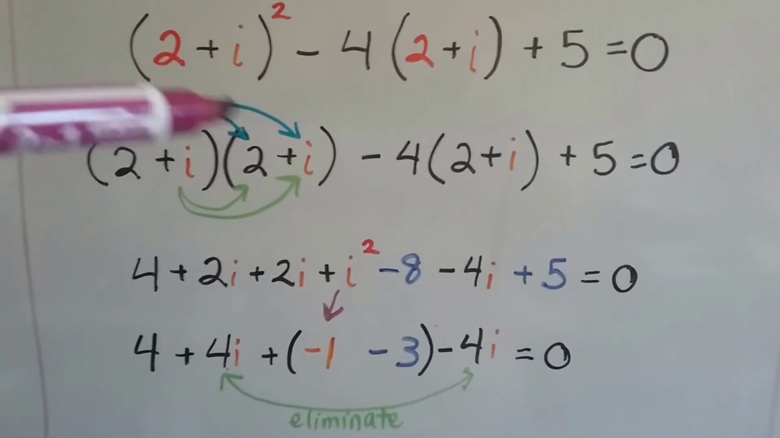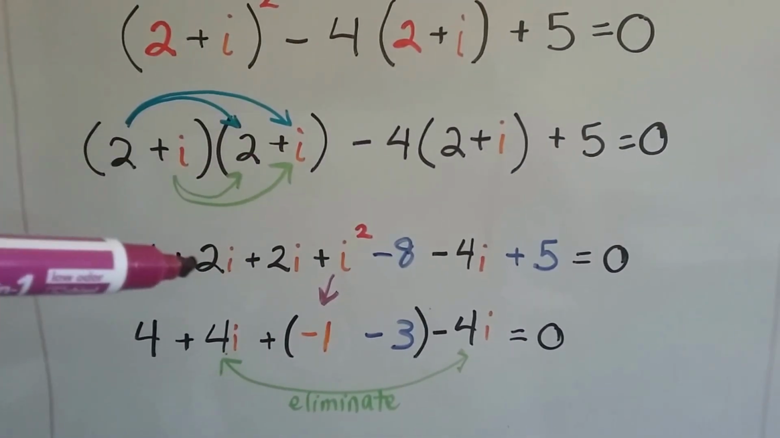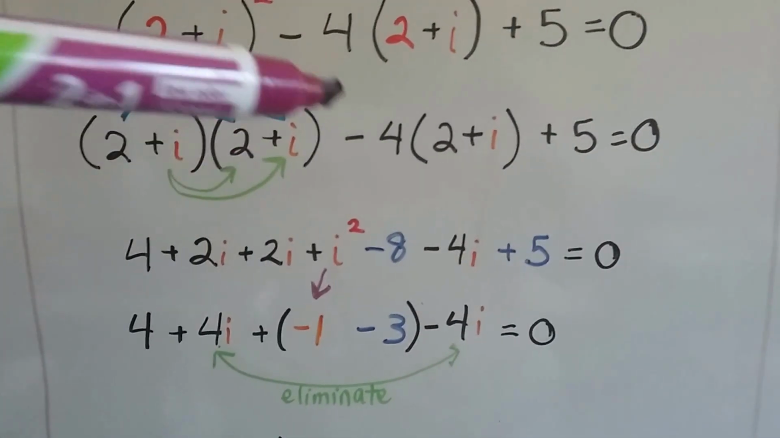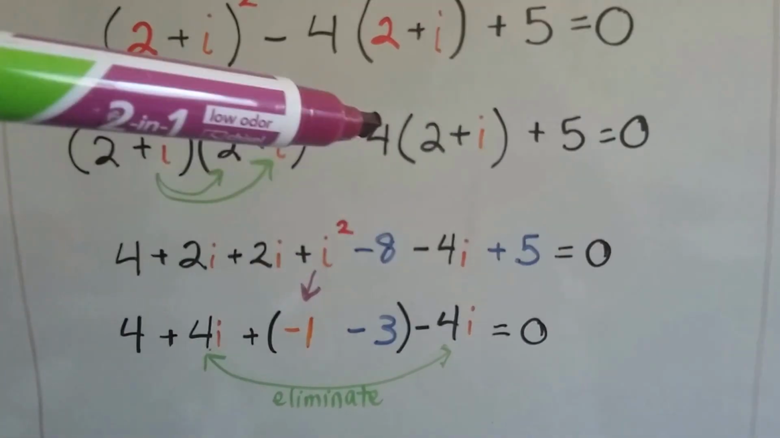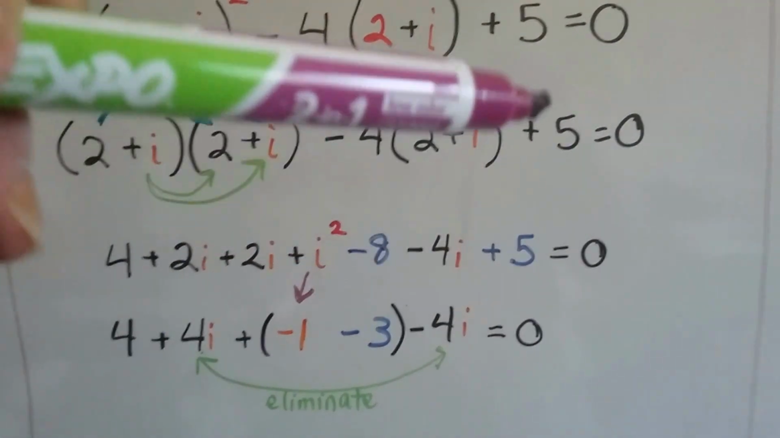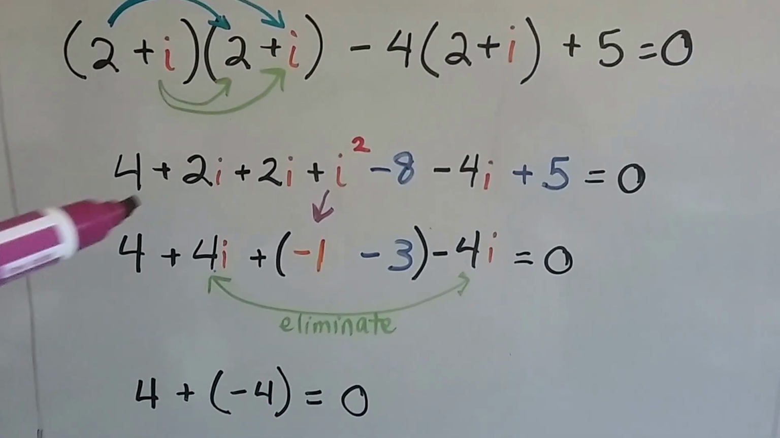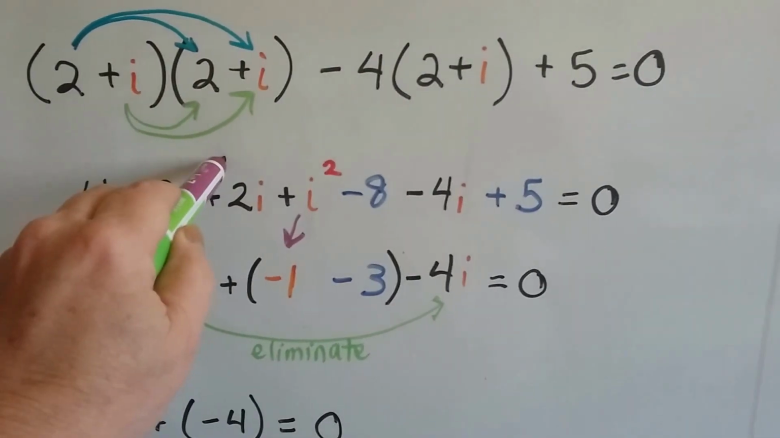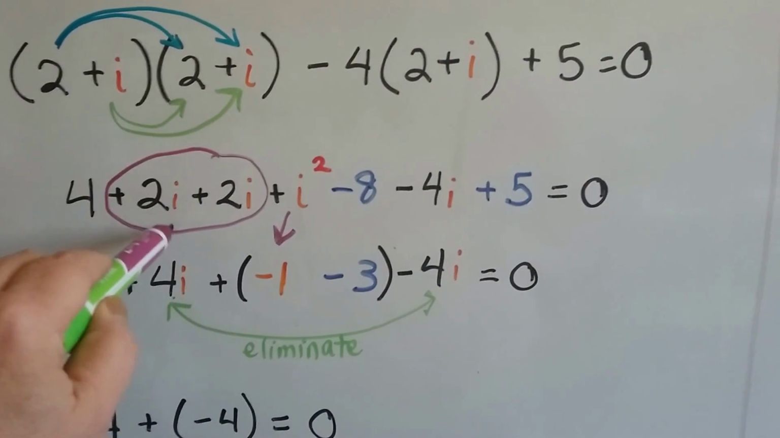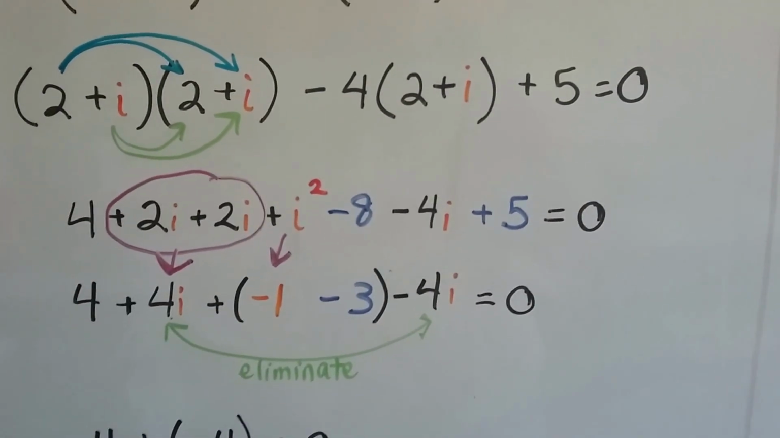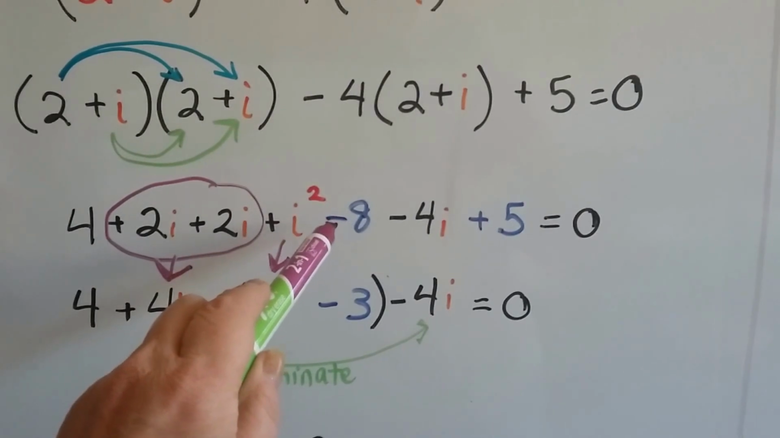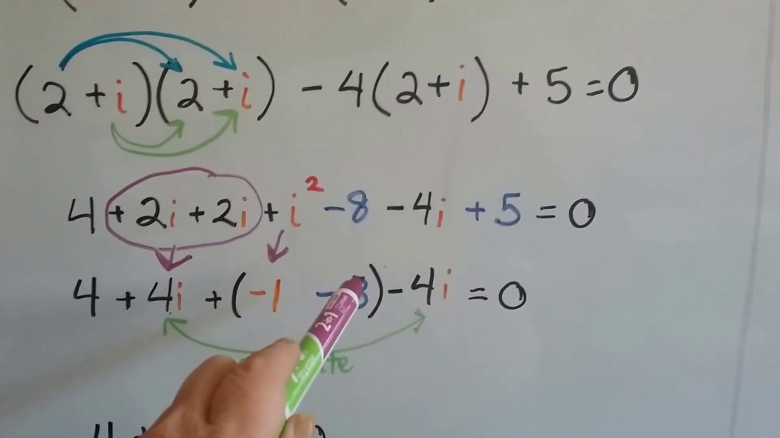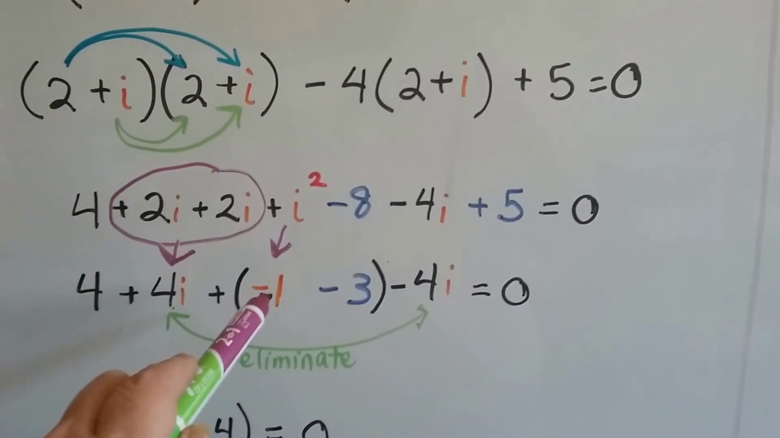All right? So 2 times 2 is 4. 2 times i is 2i. i times 2 is 2i. And i times i is i squared. I'm going to distribute this negative 4 to the 2 and get a negative 8. Distribute it to the i and get a negative 4i. We bring down our plus 5. This 2i and this 2i makes this 4i, okay? So these guys right here make this one, okay? And this negative 8 and this positive 5 makes that negative 3. See how they're all blue? This i squared makes that negative 1, doesn't it?